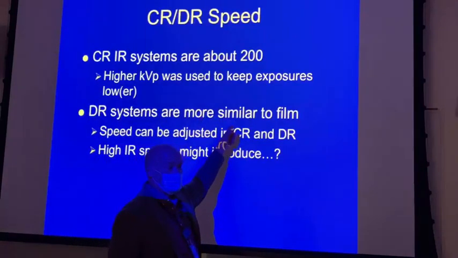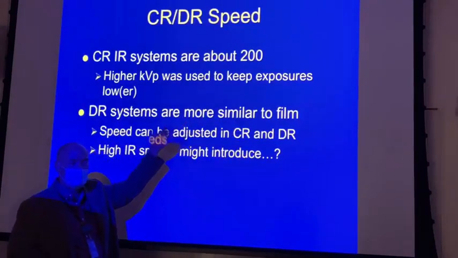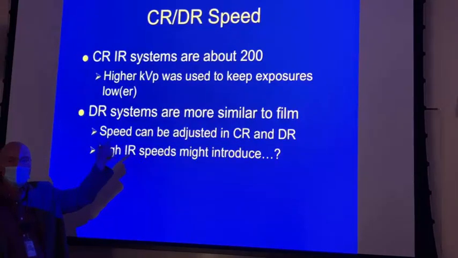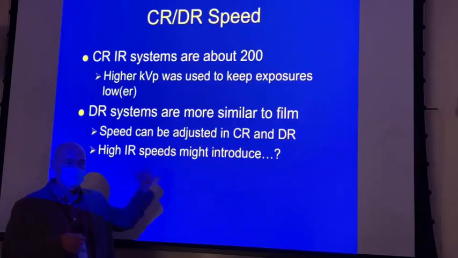Okay, so we lost speed, right? So we went from a 400 speed system to a 200 speed system, which means our exposure was exactly half of what it needed to be. So how could we make that adjustment just using kVp?